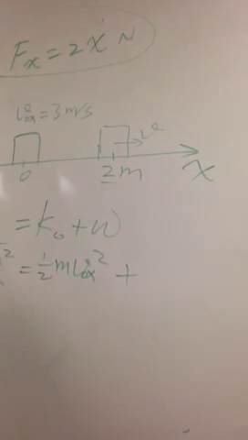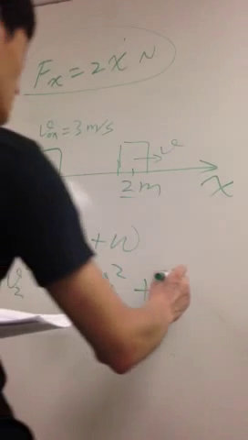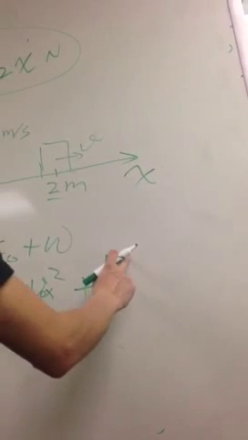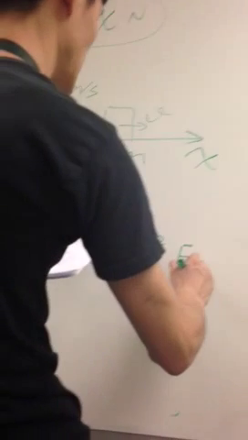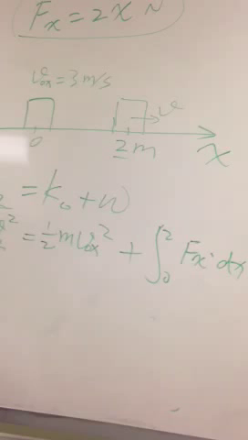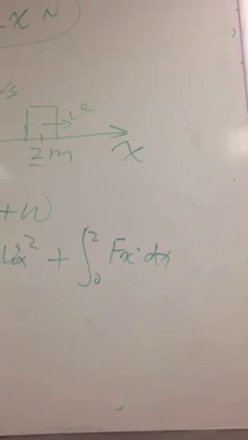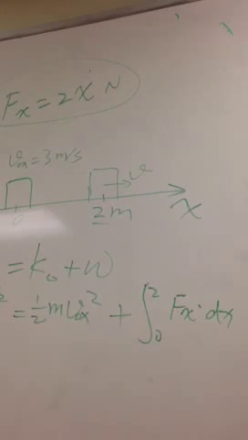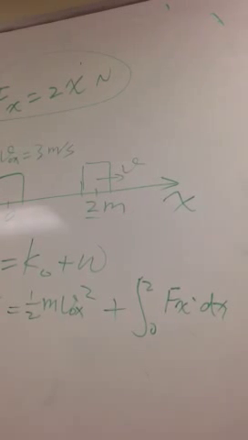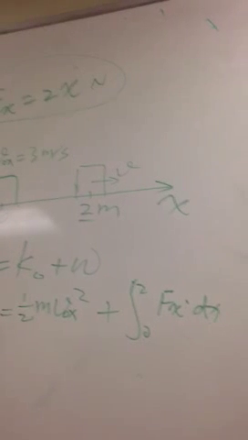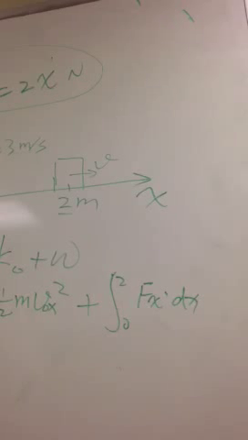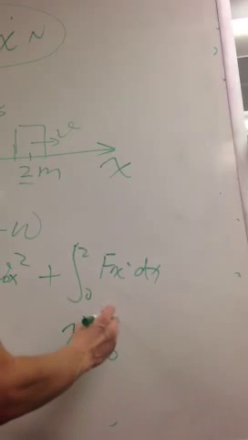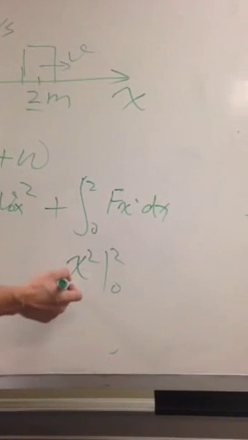And the work is the integral from 0 to 2 of Fx dx, because you need the area here. Can we just take the integral of 2x, so it'll be 2x squared over 2? So it'll be x squared? Yeah, x squared. So when you calculate, here is x squared from 0 to 2. If you calculate, it's 4.